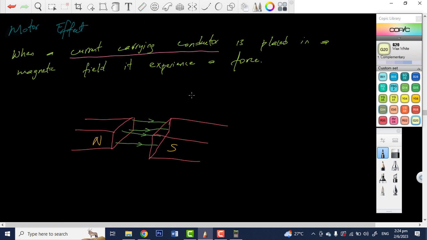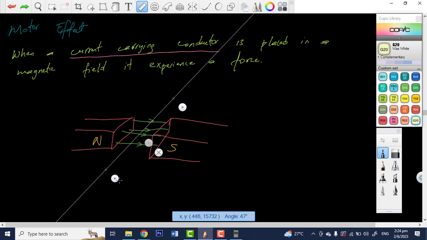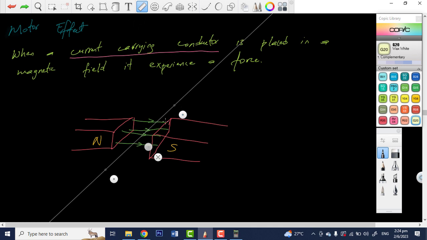And as I'm thinking about this, I want to adjust this. So let's now draw our current carrying conductor. So this is the current carrying conductor. This is a conductor, and let's say it's carrying a current.